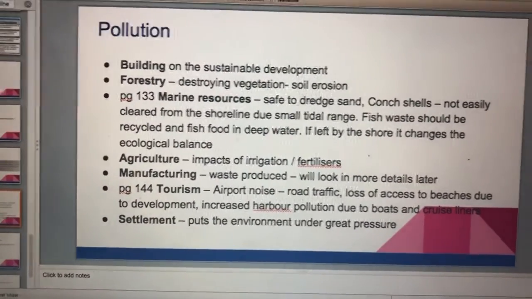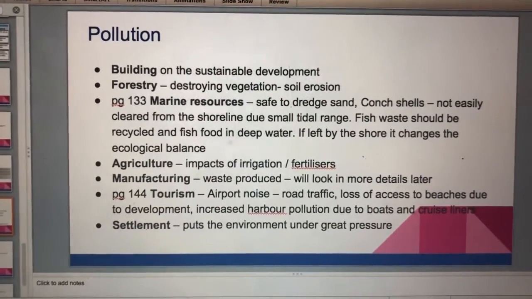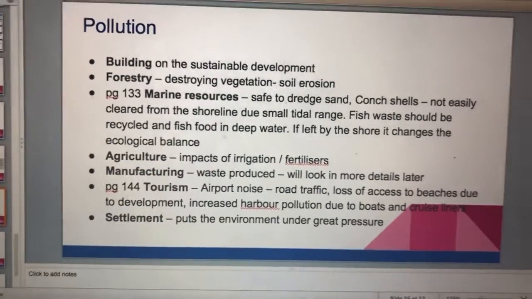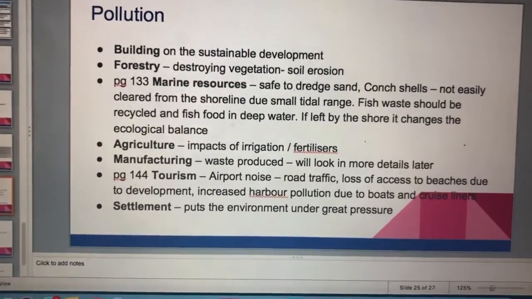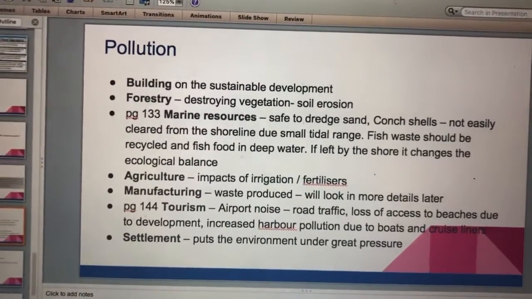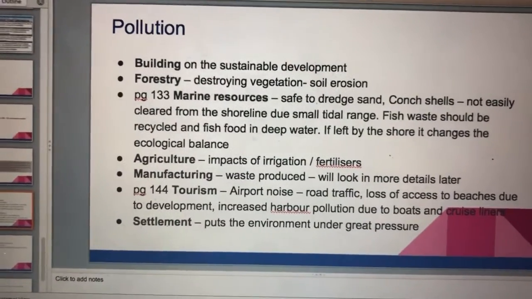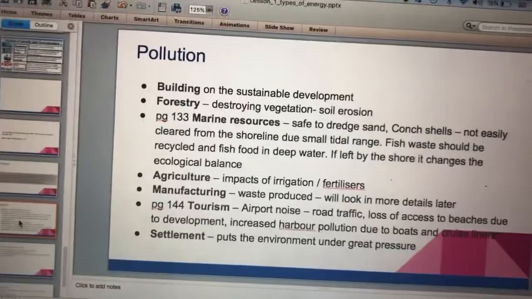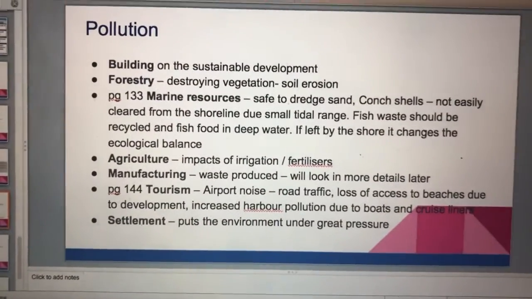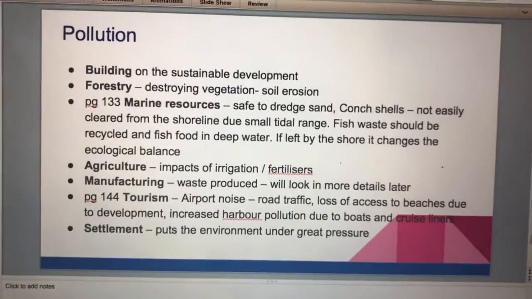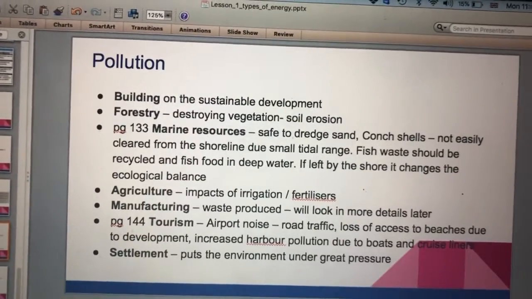Fish waste. Now, this should be recycled and used as fish food in the deep water. However, if it is just left by the shore, this changes the ecological balance because it's going to bring fish closer to shore that wouldn't normally come. Okay, so there are things to consider. Agriculture: the impacts of irrigation, the water supply, fertilizers. If you have too many artificial fertilizers, there's not going to be the humus that provides nutrients in the soil, and this is going to damage the soil over time, which would impact the soil and also the agricultural business.